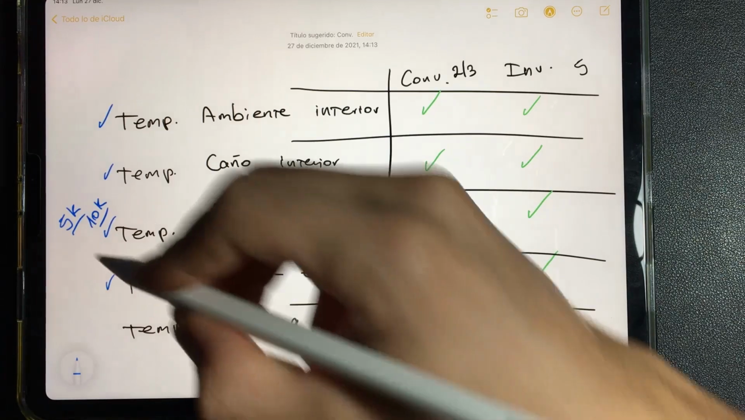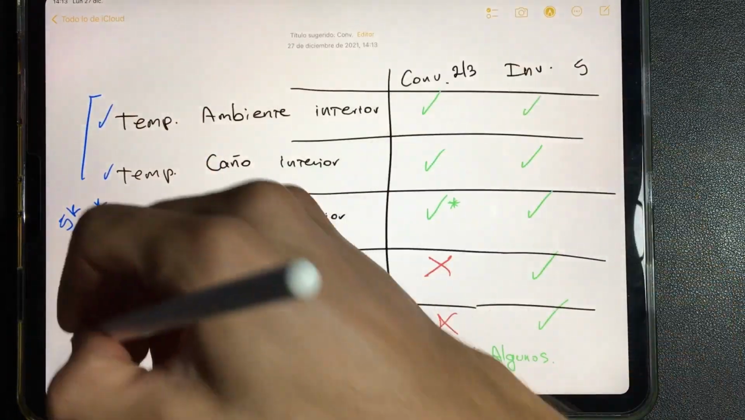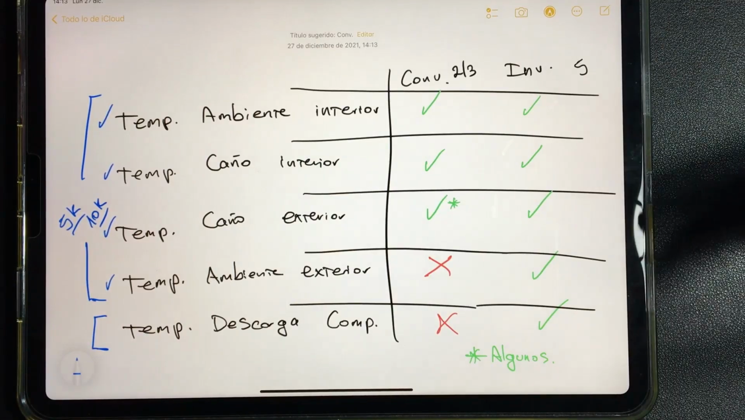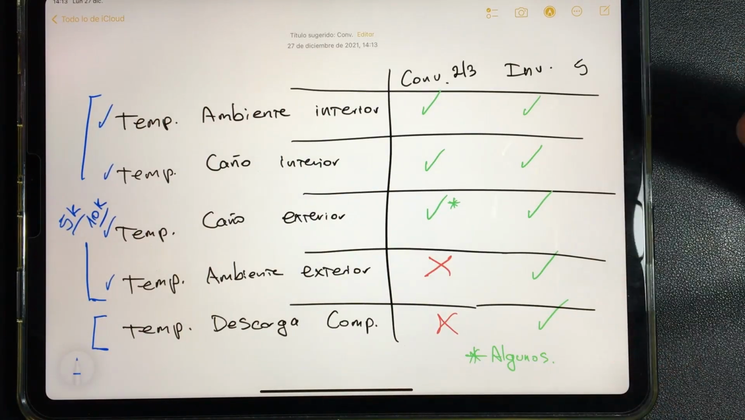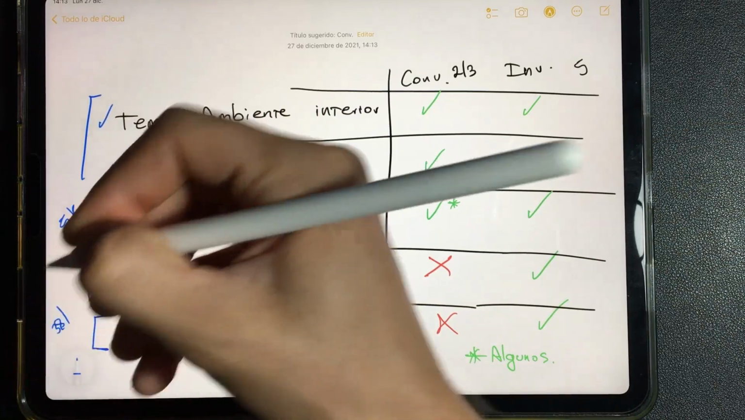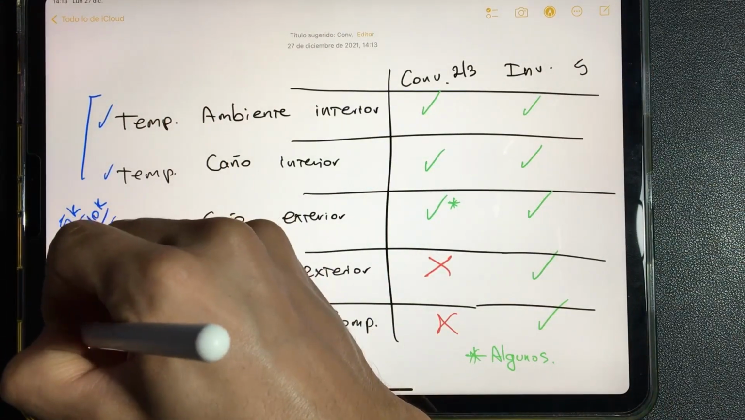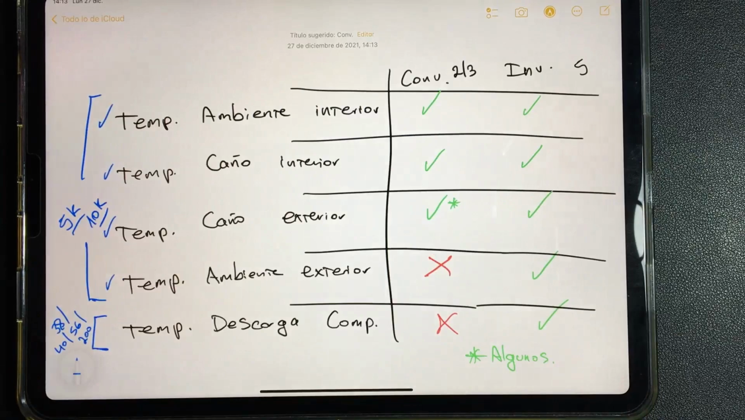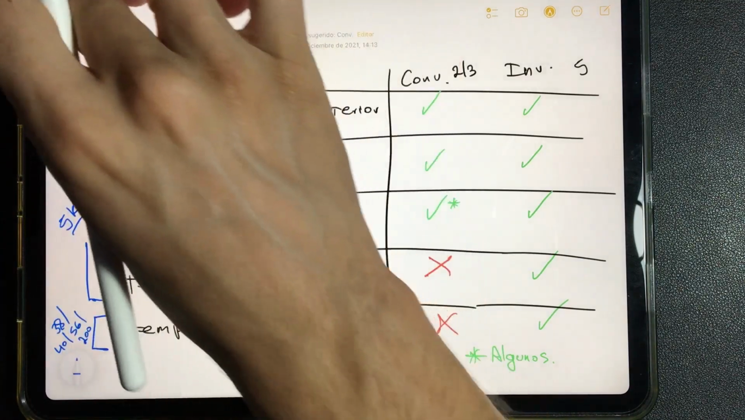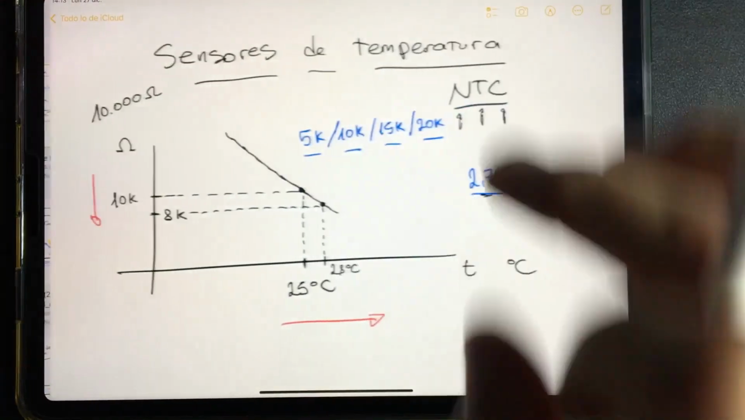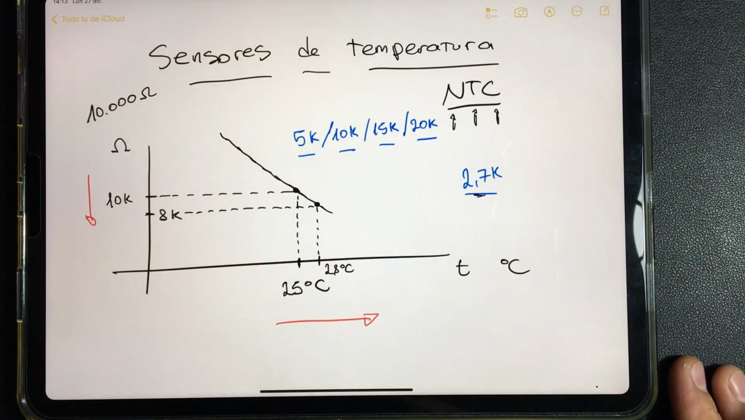But the compressor discharge temperature has to have a temperature sensor with a higher value. And that is why in inverter, additionally, you will find sensors of 38K, 40, 56, or 200K. Yes, in inverter we will find one of the sensors that will have a much higher value. Why does this happen? Don't worry, we'll understand. Let's go back to the graph where we were talking about sensors and their operation.